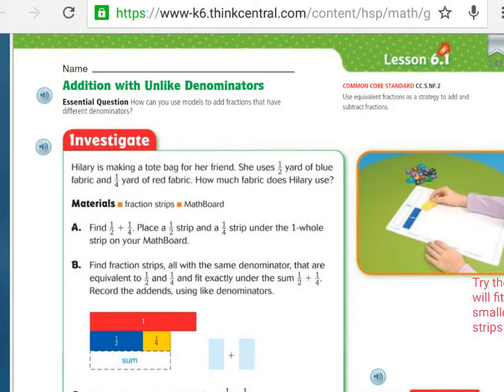Good morning. Today's lesson is 6.1. We're going to be doing addition with unlike denominators. Our essential question today: how can you use models to add fractions that have different denominators?